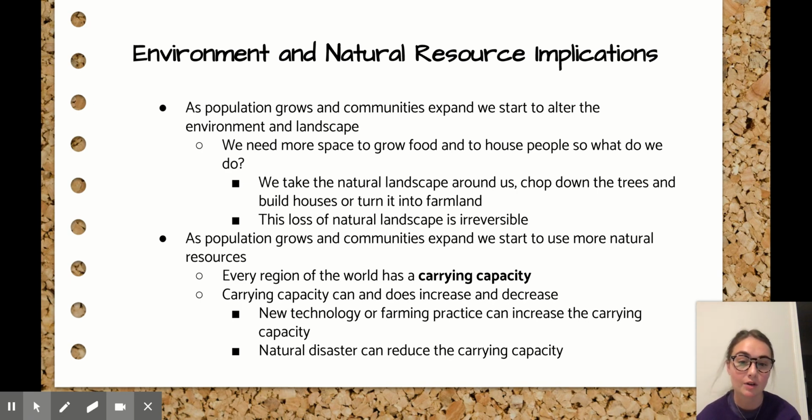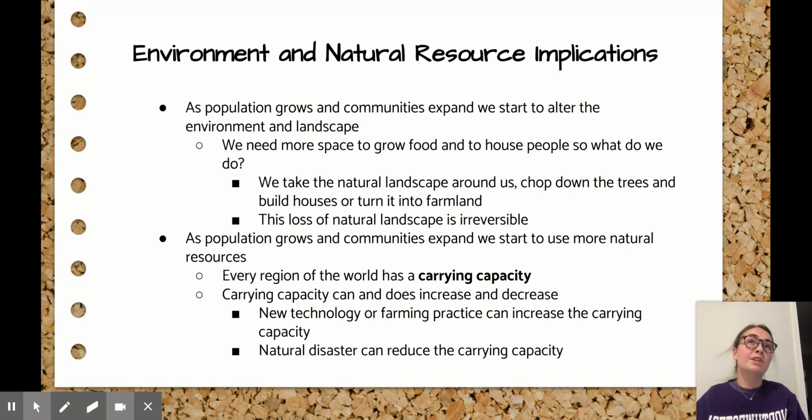As population grows and communities expand, we start to use more natural resources. Every region of the world has a carrying capacity, and we talked about what that means. It's the amount of people that a place can hold without damaging the environment. But carrying capacity can and does increase with new technology or farming practice. It can increase the carrying capacity, but a natural disaster can quickly reduce it.